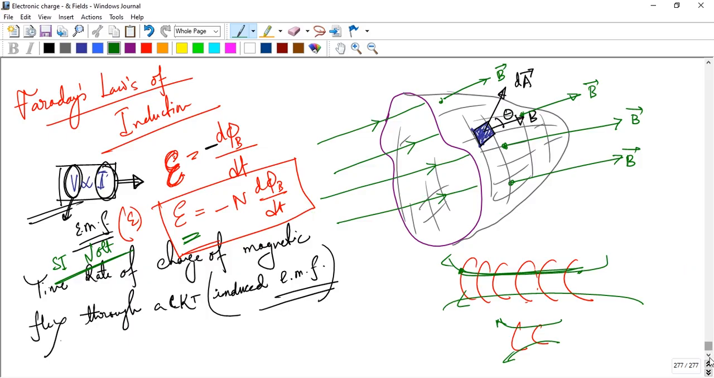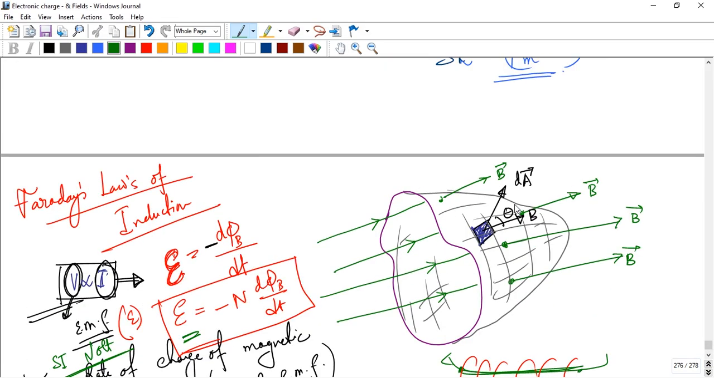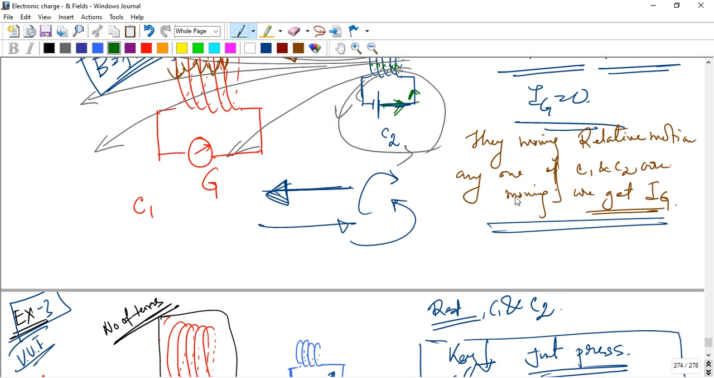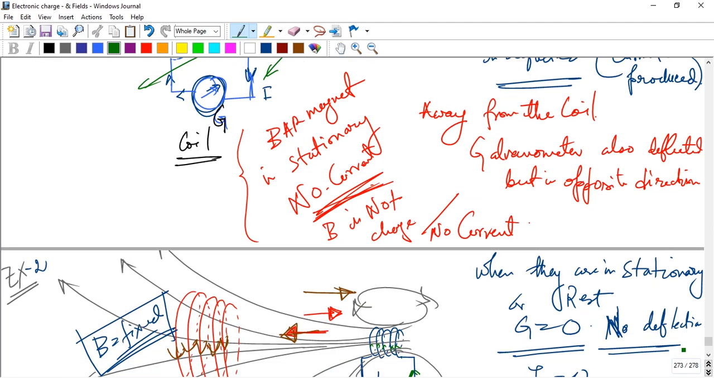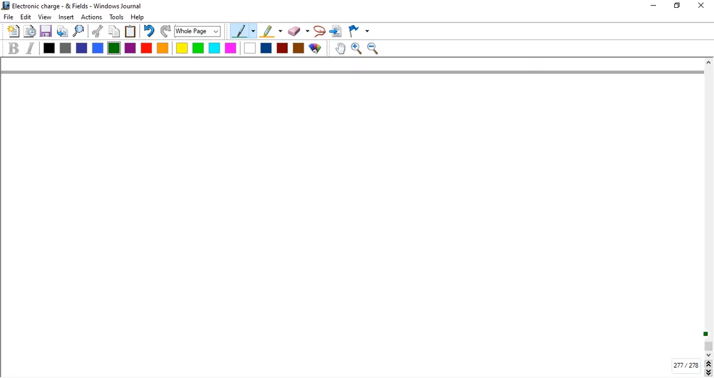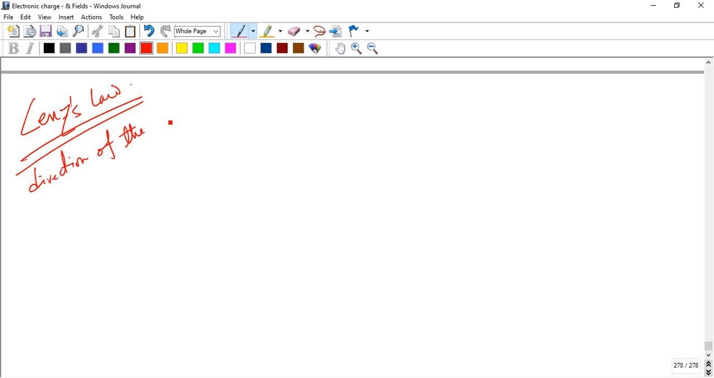And now we discuss the direction of the current. Ignore the direction of the current for now. Now we discuss what the direction of the current is, and that is defined by Lenz's law. Lenz's law defines the direction of the current.